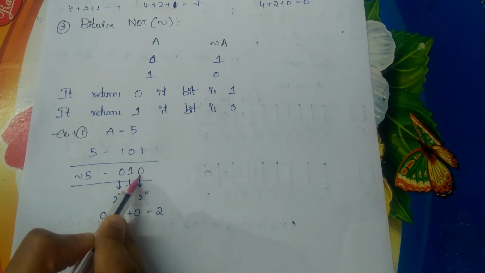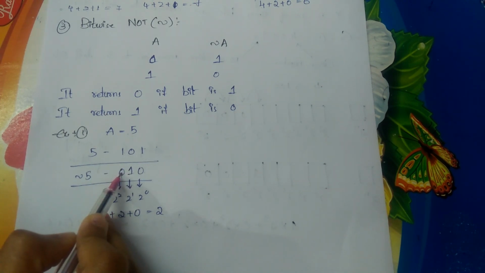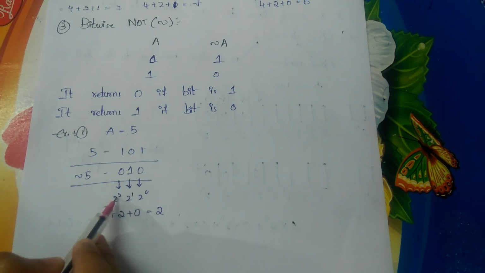So for 1, it returns 0; for 0, it returns 1; and for 1, it returns 0. Now we just have to write the place values for each of them: 2 power 0, 2 power 1 and 2 power 2. Now we have to multiply and do the sum.